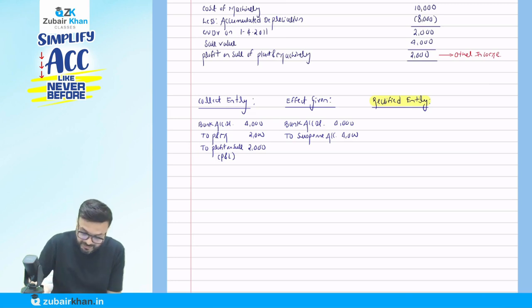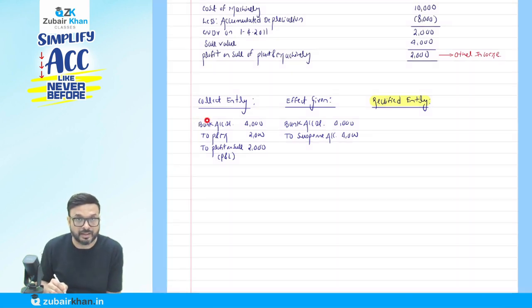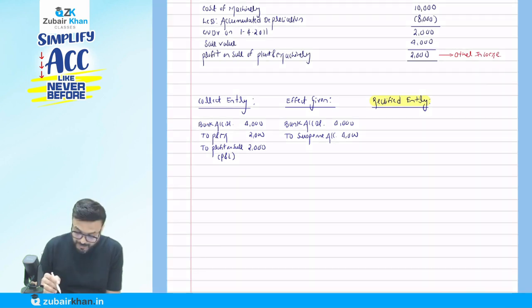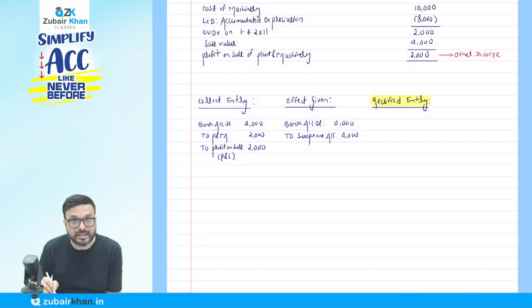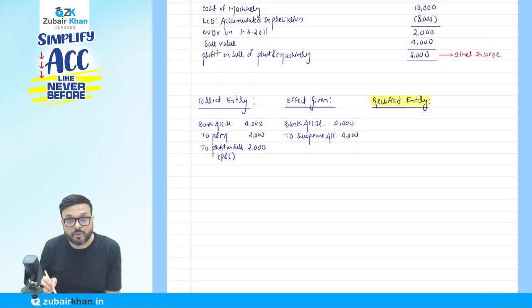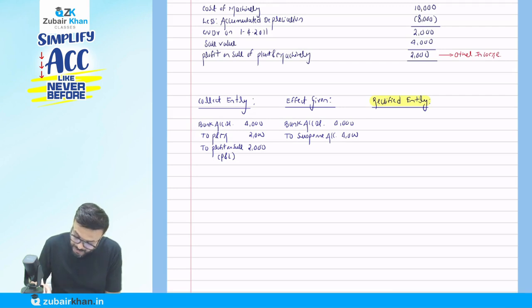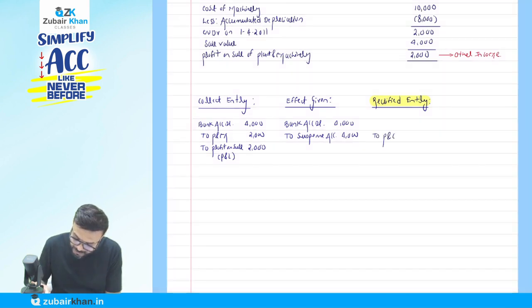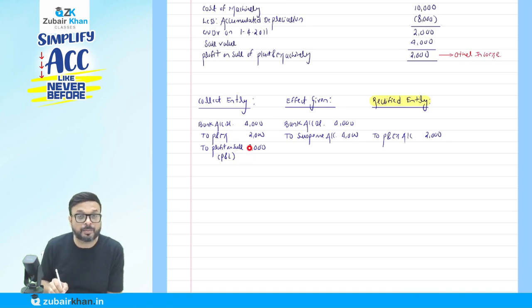I said that the bank account should be debited and they have debited the bank account, so there is no problem in that, with the same amount. But I say the plant and machinery should be credited, and they have not credited plant and machinery. So the plant and machinery account should be credited by 2,000. And profit on sale should also be credited, because they have not credited this profit on sale.